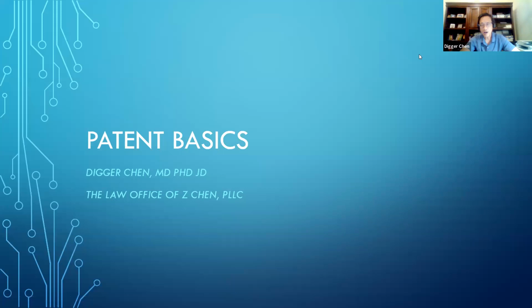So today's topic is mainly on patent. As you know, patent is one of the categories of intellectual property. So I don't know how many of you are familiar with what we call IP, intellectual property. Can anyone name some intellectual property categories except patent?